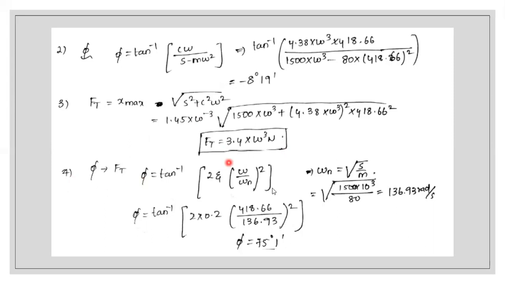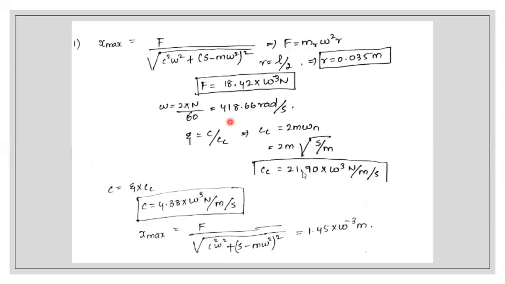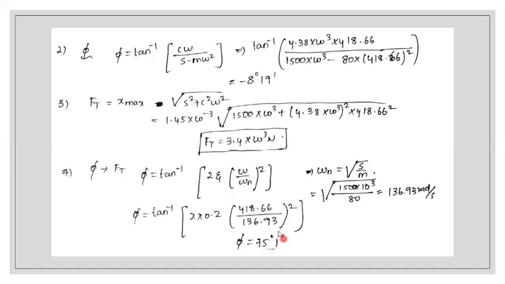So this is the formula for the phase angle with respect to force transmitted. So just substitute the eta value, omega and all the values we know. Omega n alone we need to determine. So omega n is equal to root of s by m. So stiffness we know, mass we know, so we can easily get the value of omega n. The omega value we got previously, here we got omega, right, 418. So just substitute the same value and you will be getting the answer 75 degree 1 minute.